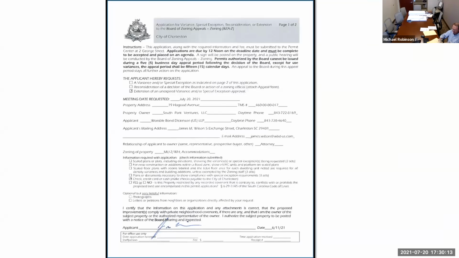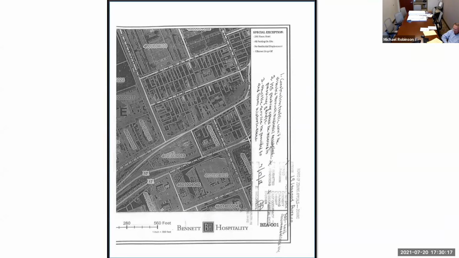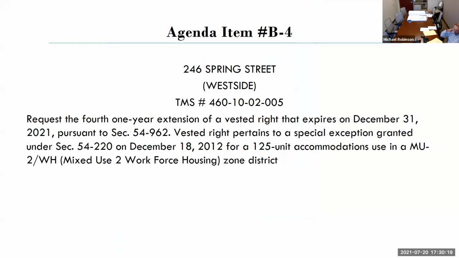Next item on the agenda is 246 Spring Street. Requests the fourth one-year extension of a vested right that expires on December 31st, 2021, pursuant to section 54-962. Vested right pertains to a special exception granted under section 54-220 on December 18th, 2012, for 125-unit accommodations use in MU2/WH mixed use 2 workforce housing zone district.